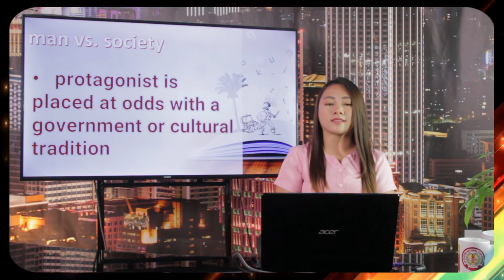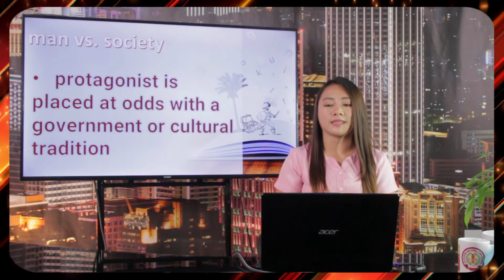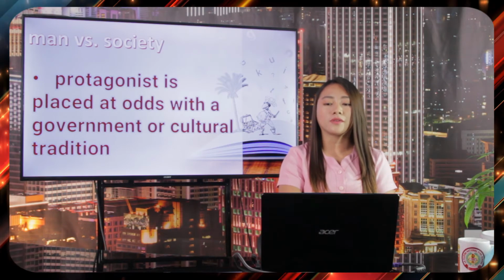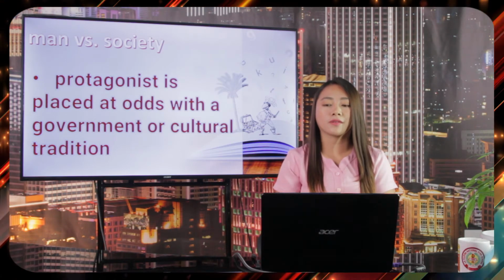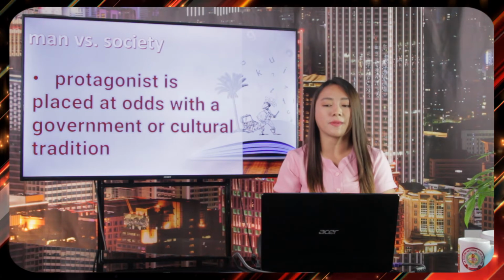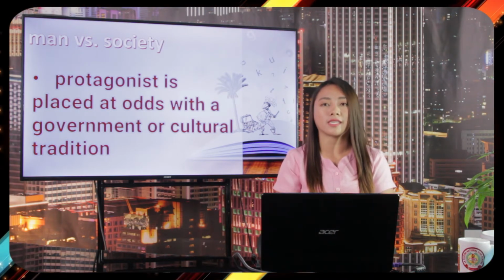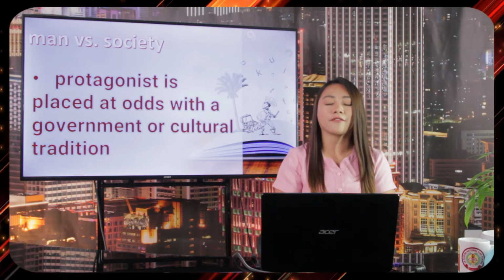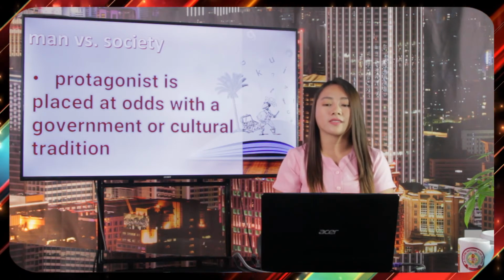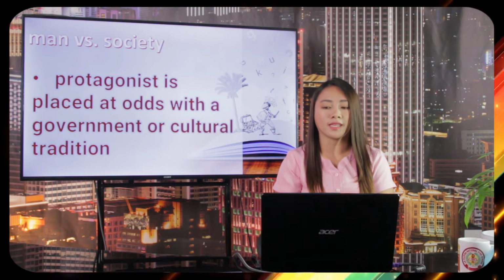Next type is man versus society. This mode of external conflict occurs when the protagonist is placed at odds with a government or cultural tradition. This type of conflict applies to societal norms as well.